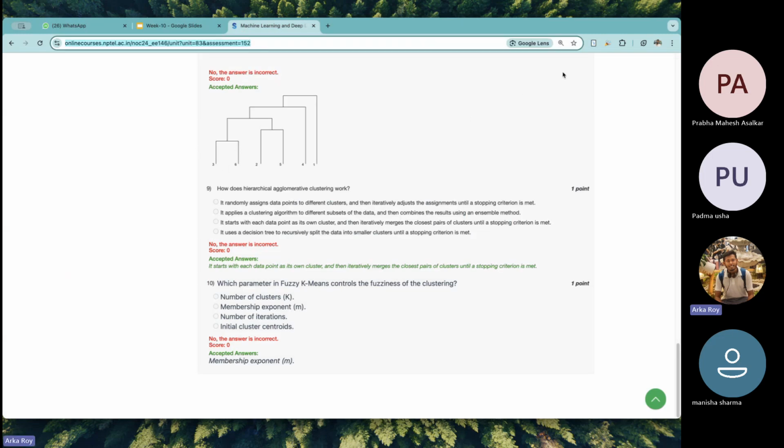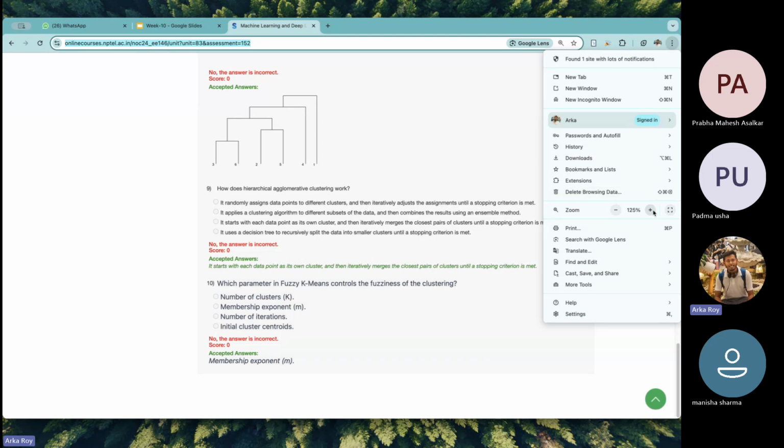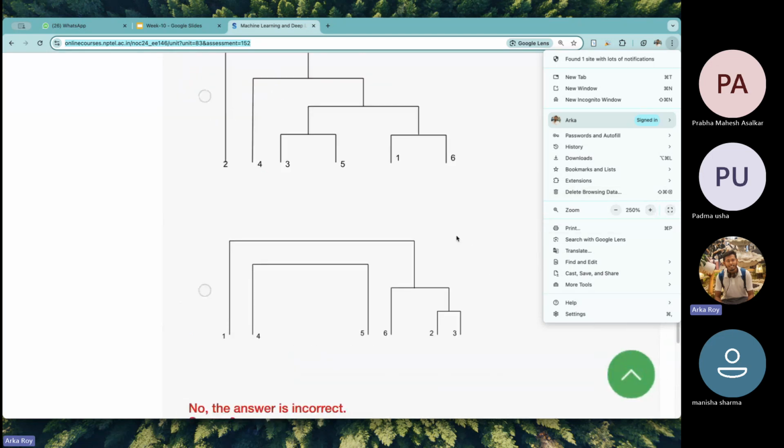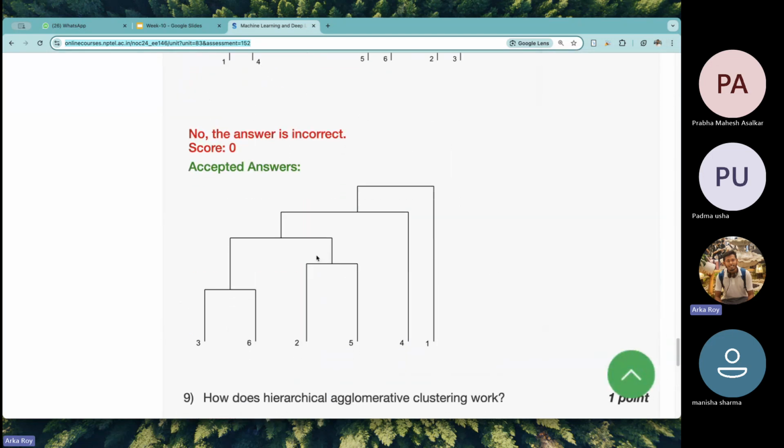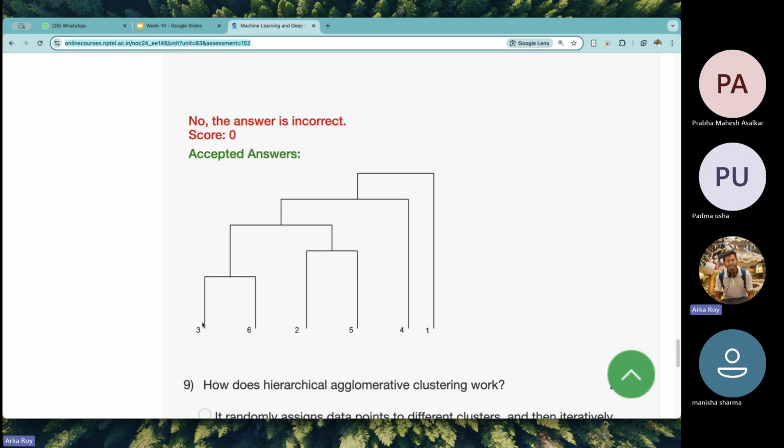Yeah, so this is the answer for the diagram that we had solved till this point. That 3 6 was a cluster, then 2 5 was a cluster, then 4 is attached with this one. And because you are left with point 1, there is no point of doing that matrix calculation again. So you can directly connect this thing with the last cluster.